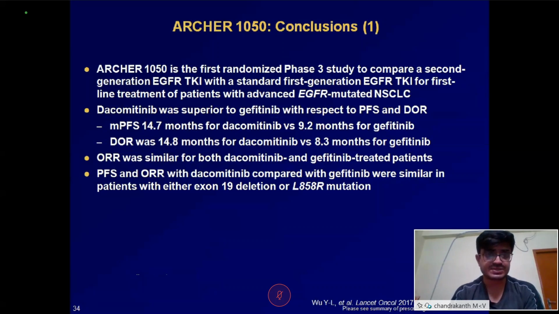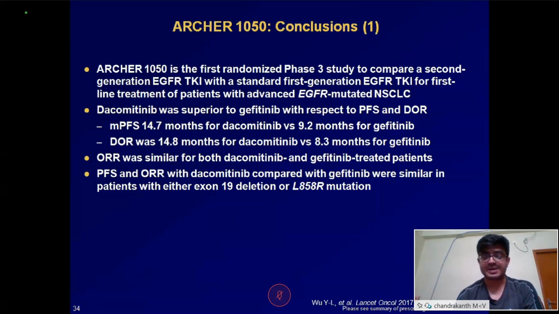So this is the conclusion. ARCHER 1050 is the first randomized phase 3 trial to compare a second generation EGFR TKI with a standard first line TKI. Dacomitinib was superior to Gefitinib with respect to PFS and duration of response. You can see the PFS of 14.7 versus 9.2, the duration of response being 14.8 versus 8.3 months, and the overall response rate was similar for both Dacomitinib and Gefitinib treated patients. PFS and ORR with Dacomitinib compared to Gefitinib were similar in both exon 19 and exon 21.